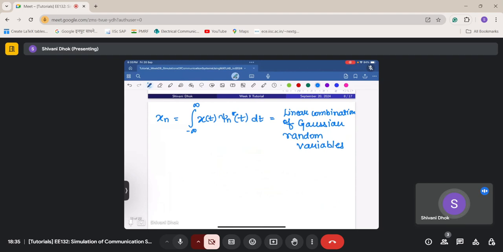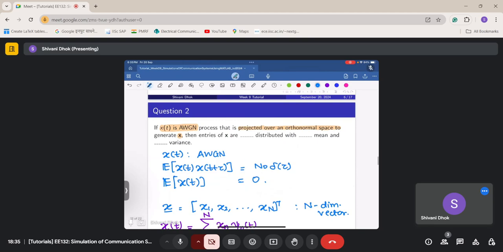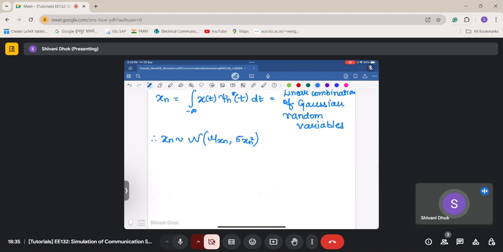Yeah. Linear combination of Gaussian random variables. Therefore, xn is also Gaussian with some mean mu xn and variance sigma xn square. Okay. So now we'll take up the expectation of xn. Let's start with mu xn, which is equal to the expectation of xn, which is the expectation of the integral from minus infinity to infinity of x(t) psi n conjugate (t) dt.